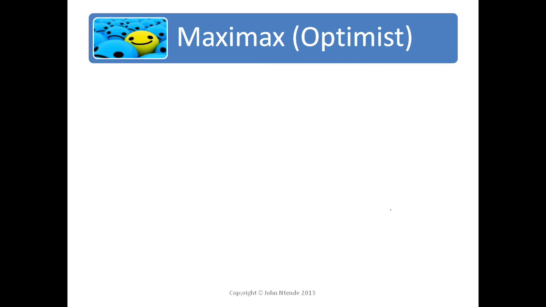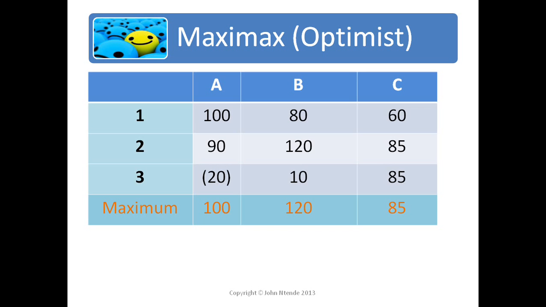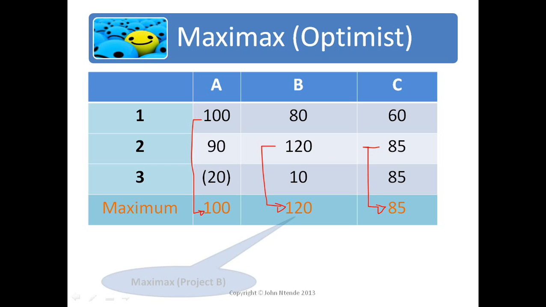So let's look at the reverse of this, which is maximax. This is an optimist. This is an aggressive person who wants to maximize his returns on any investment. If we use the same payoff table, the best figure for project A is 100, for project B it is 120, and for project C it is 85. So clearly the best project to choose in this case is B.